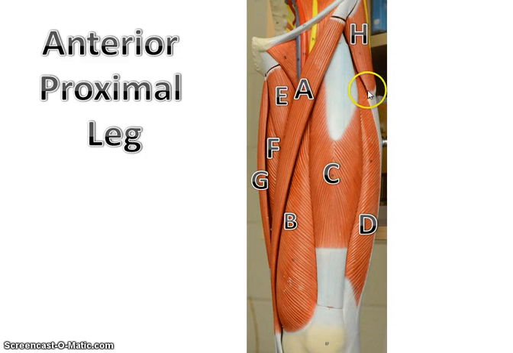This is the tensor fasciae latae, the muscle, and this is the fasciae latae, which is connective tissue. This is the vastus medialis, the rectus femoris, and the vastus lateralis. Over here on the medial side, we have the gracilis. We have the adductor magnus, which is deep. We have the adductor longus, and then we have the sartorius, which goes from lateral to medial.